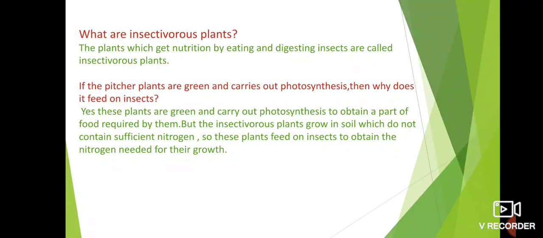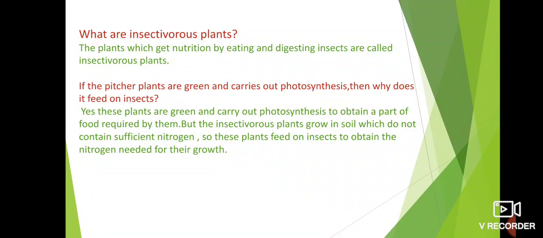Pitcher plants have green color, which means they have chlorophyll. They can prepare their own food by the process called photosynthesis. Yes, these plants are green and carry out photosynthesis to obtain a part of the food required by them. By photosynthesis, glucose and oxygen are produced. Glucose is a carbohydrate and oxygen is released.